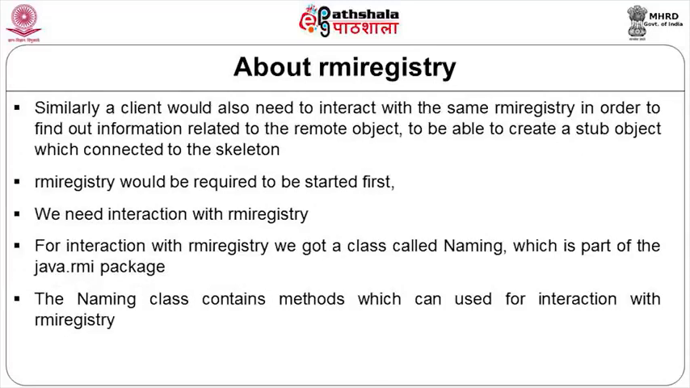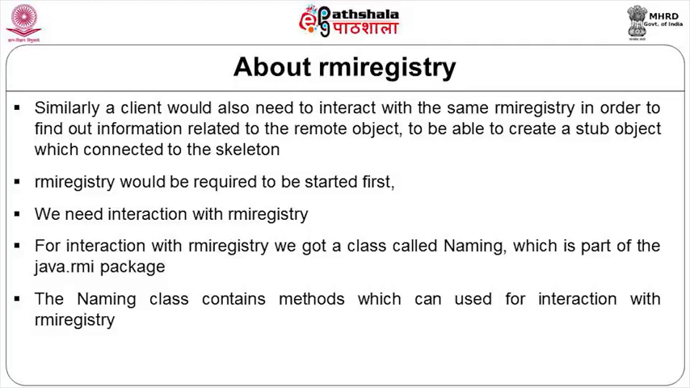Similarly, a client also needs to interact with the same rmiregistry in order to find out information related to the remote object and be able to create a stub which gets connected to the skeleton. The original picture which we wanted: we have a stub, a skeleton, and the remote object. Only then do things start working. So in order to achieve this, let's see what is going to happen here. rmiregistry would need to be started first, and then we need interaction with the rmiregistry.